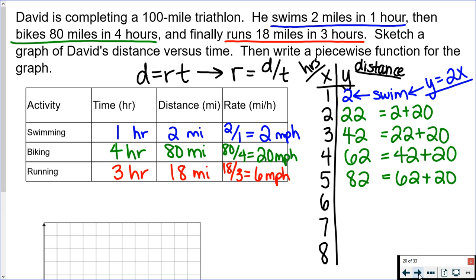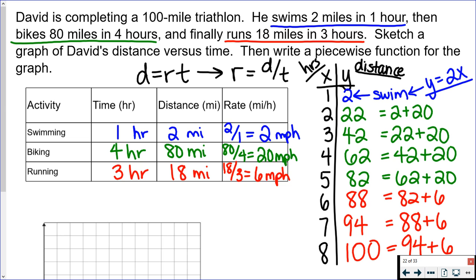For the final 3 hours, he runs. So remember, he's already gone 82 miles. If he's running at 6 miles per hour, in the next hour, he will have ran 6 miles on top of the 82 miles that he's already ran. So we must add 6 to the previous 82 to give us 88. And then we're going to do the exact same thing for 7 and 8. So add another hour, we add another 6 miles, add another hour, we add another 6 miles.